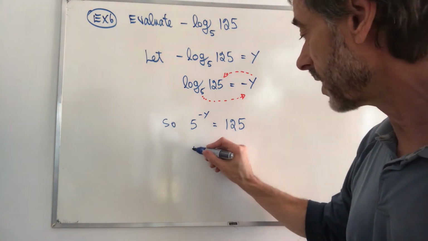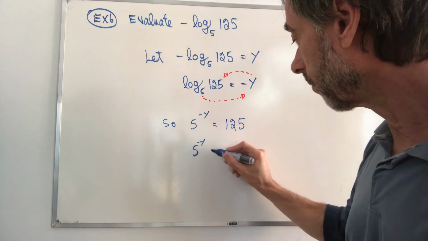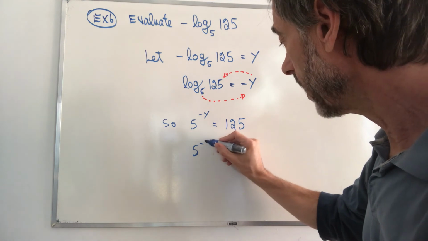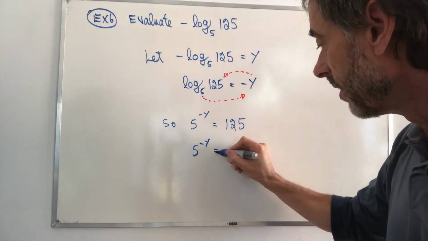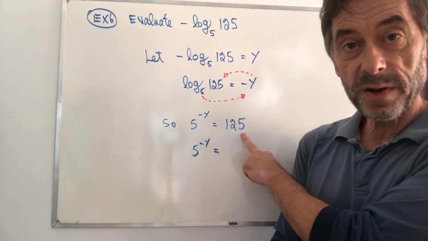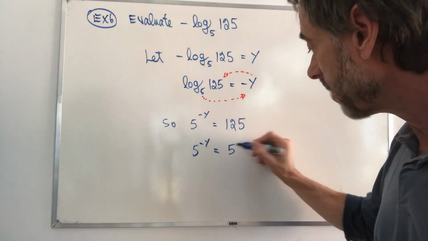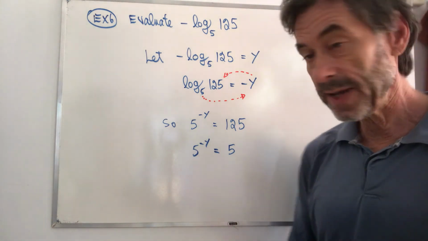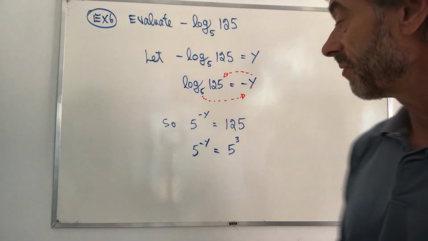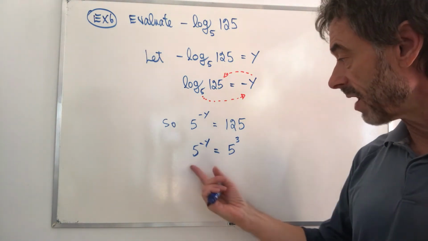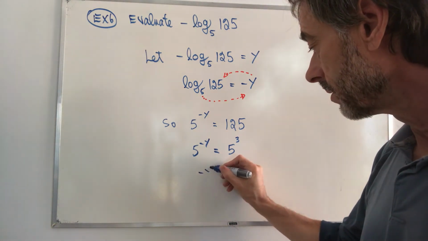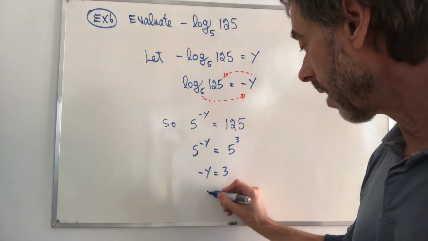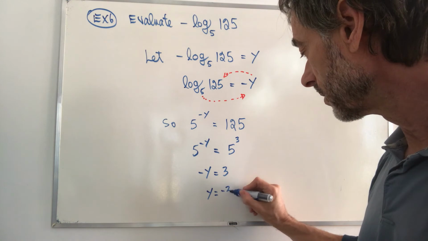We are going to be successful if we can write, this is not very clear, my apologies, minus y is the power of 5. We will be successful if we know how to write 125 as a power of 5. So 5 to what power? 5 to the 1 is 5, 5 to the 2 is 25, 5 to the 3 is 125. We've been successful writing them with the same base, 5 and 5, so it follows that the exponents must be the same. So minus y must be 3, so clearly y has to be minus 3.